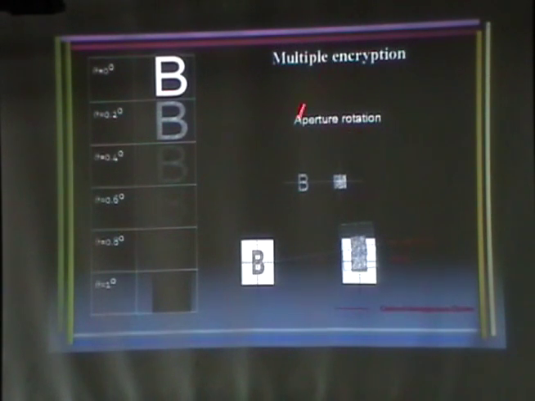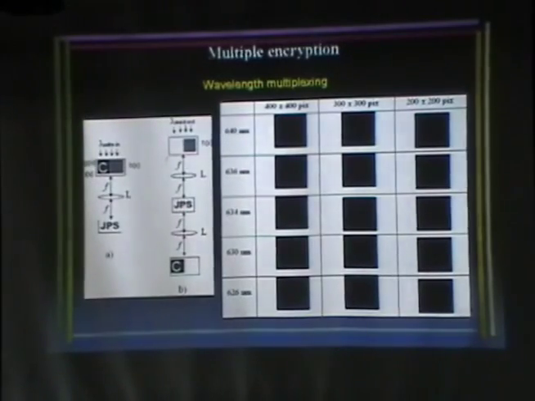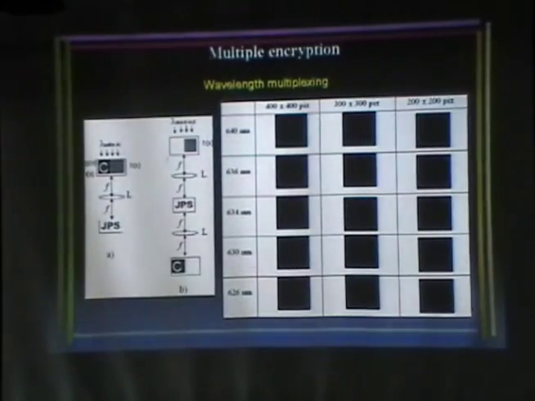You can multiplex also by rotating the aperture, one of these, the reference one. And also you can encrypt in this way. Another possibility, another parameter we have not used, is the wavelength, lambda. So you can divide your input in basic colors in different channels, and you encrypt on a wavelength basis.